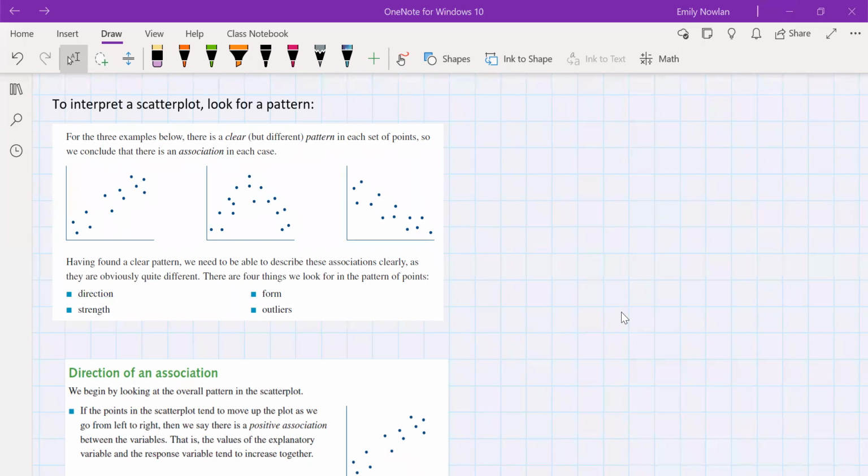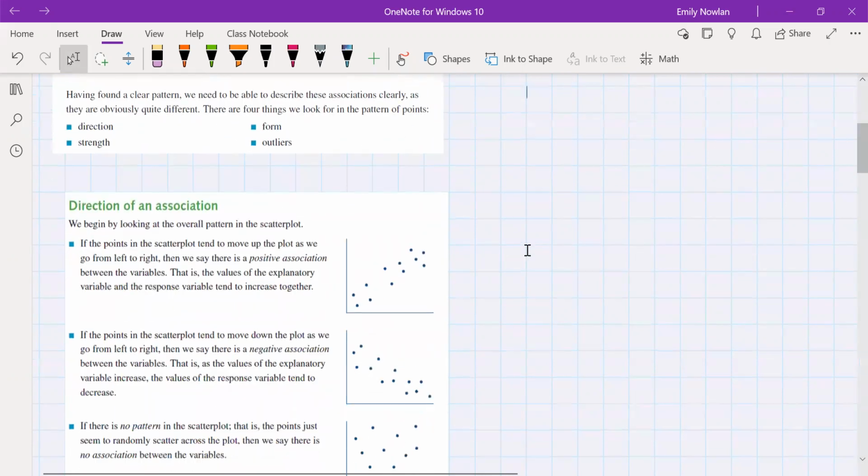In these particular examples, that one sort of looks like it's going up, this one sort of looks like there's a connection, and that one sort of looks like it's going that way. So you're looking to see if there's a pattern that they follow. Here they tell you what you want to look for: direction, strength, form, and outliers. Let's go ahead and look at all those things.